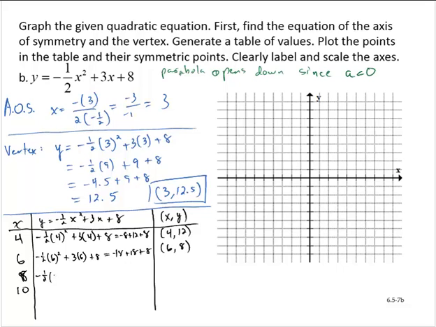If x is 8, I have negative 1/2 of 8 squared plus 3 times 8 plus 8. So that's negative 1/2 of 64, that's negative 32, plus 24 plus 8, that's negative 8 plus 8, which is 0, so I have 8, 0. And if x is 10, I have negative 1/2 of 10 squared plus 3 times 10 plus 8, so that's negative 50 plus 30 plus 8. That's negative 20 plus 8 is negative 12. So I have 10, negative 12.